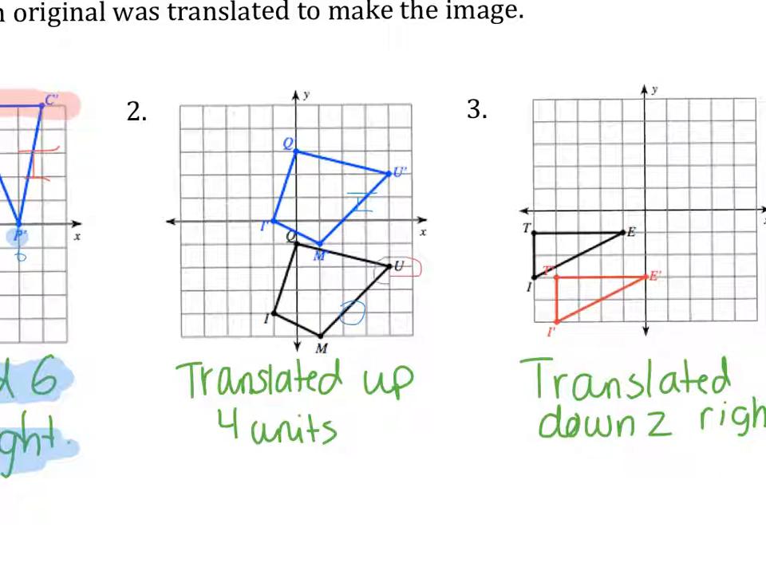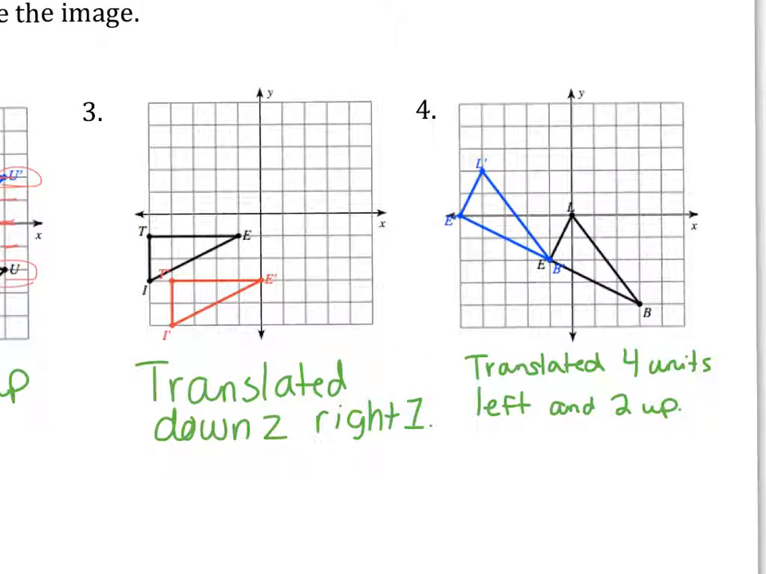So if I start here at U and I count how many blocks I translated to get to U prime, it looks like this would have been the first one, 2, 3, 4. So translated up 4 units.